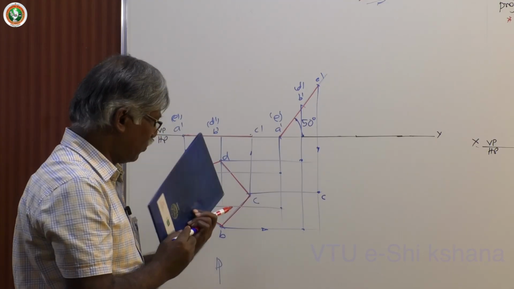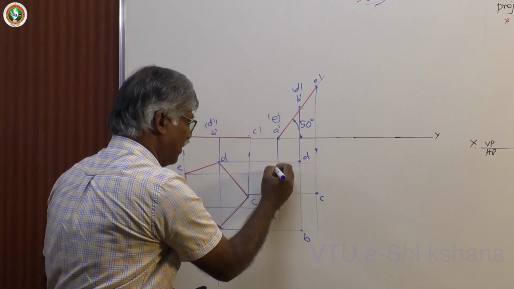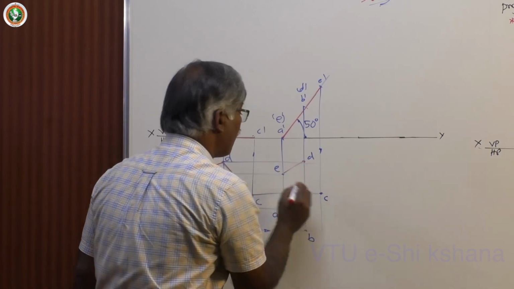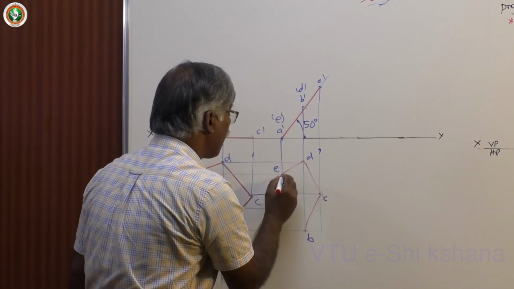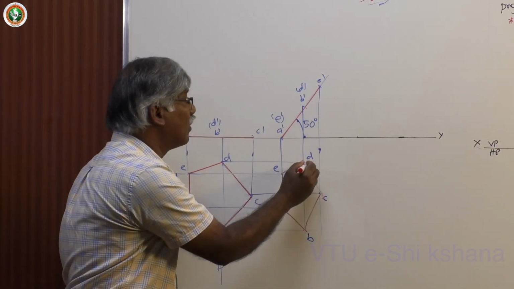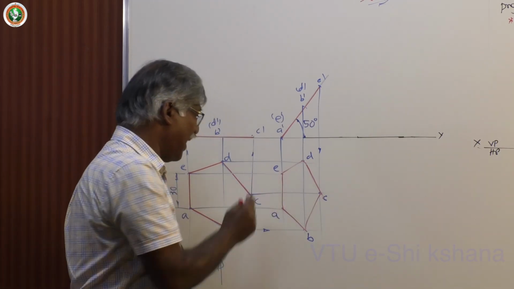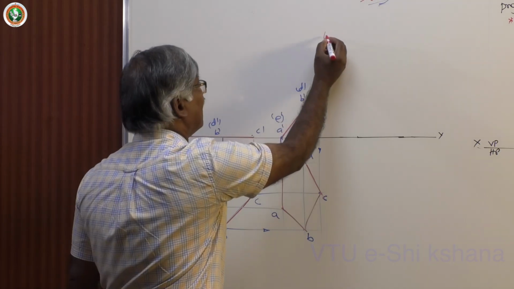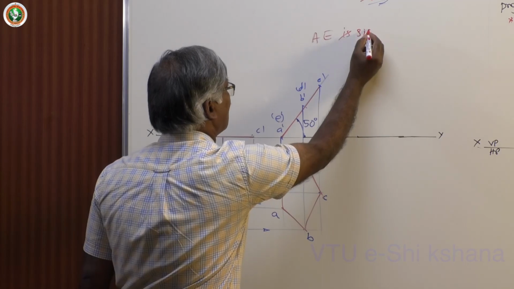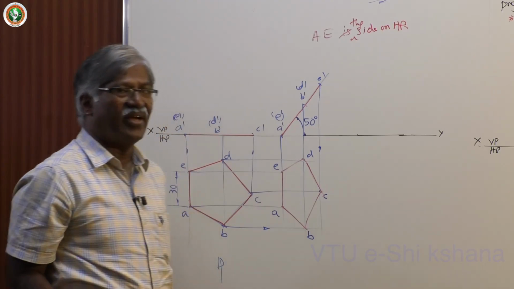Now join these points, name it first. A, to avoid any confusion, A, B, C, D, E. Join them carefully. Yes, you got apparent shape, second figure, top view. Right now, this particular line EA or AE, I can say, is the edge on HP, or side is the side on HP.